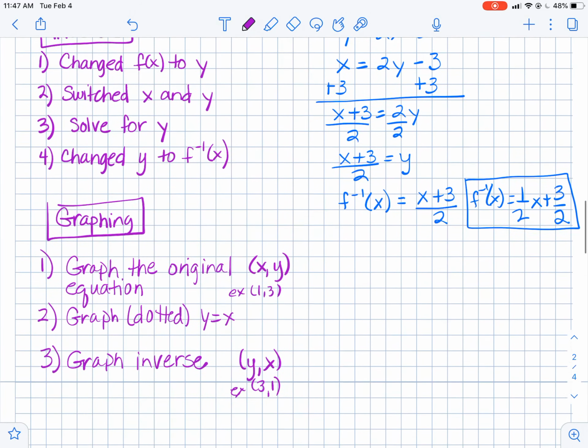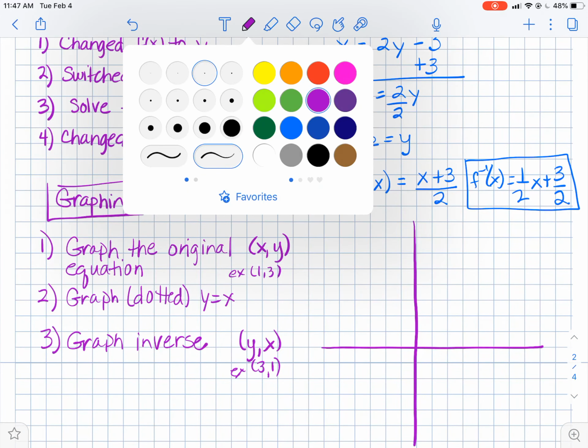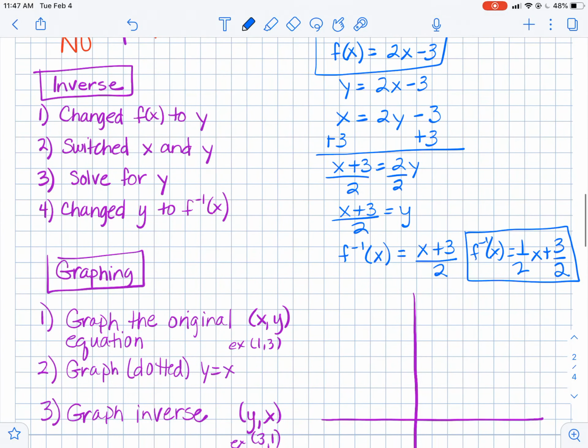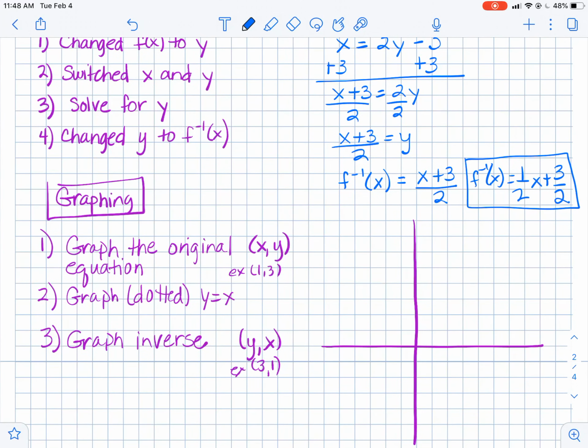Okay, so let's actually graph what we have here and see if that works. We're going to graph what we just did. I'm going to start with the original, f of x equals, or y equals 2x minus 3, which means my y-intercept is negative 3 and I have a slope of 2. I'm going to plot quite a few points and then try to draw it as straight as I can. Mine's a little off, but you get the point.